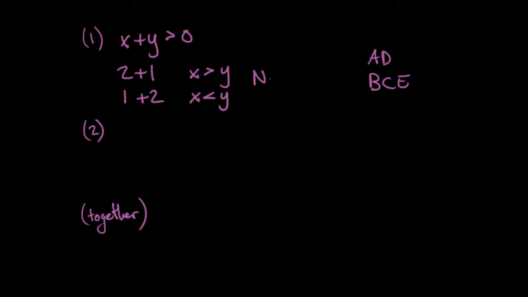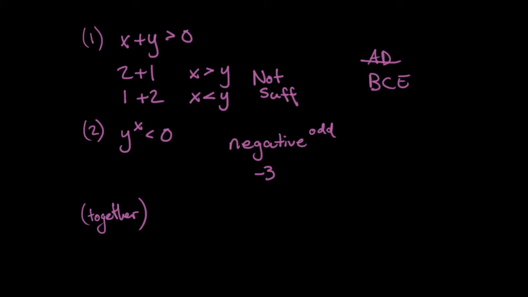So statement 1 is not sufficient to tell us which one is greater, and I can cross off A and D. Now let's look at statement 2, which says y to the x is negative, and the only way that's going to work is if I have a negative base and an odd exponent. Because a positive base would give me a positive result, and an even exponent would also give me a positive result.